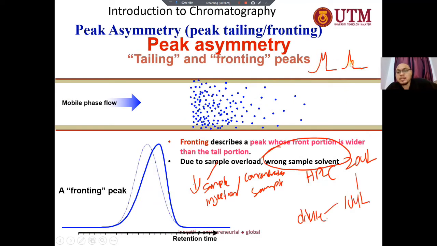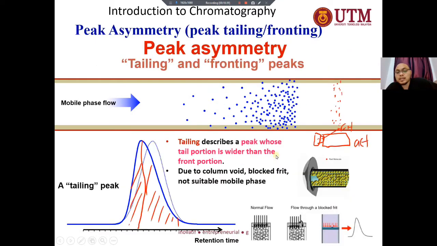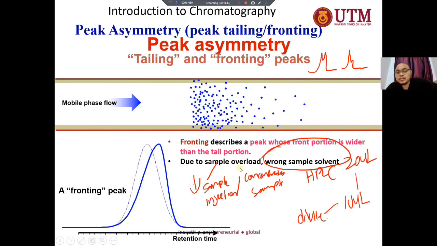If the split peak or the broadening peak happens, it will not be caused by sample overload, but it can be caused by the wrong sample solvent or dead volume. Dead volume or a bad curve rate will cause the split peak or broadening peak, or the wrong sample solvent.